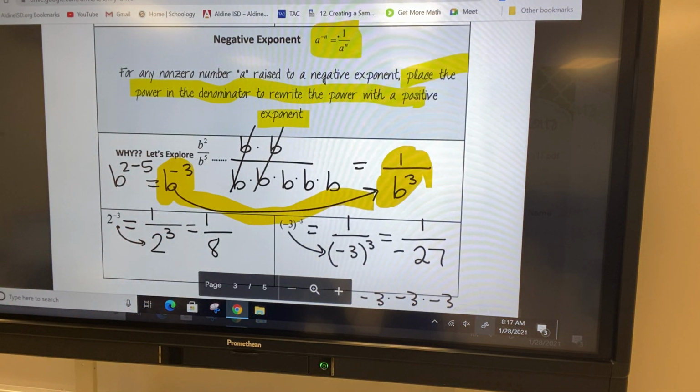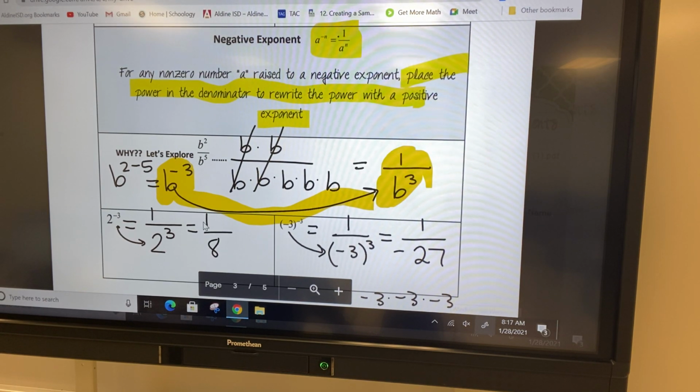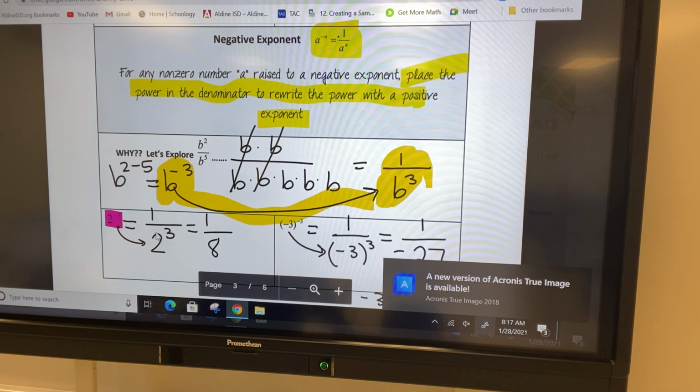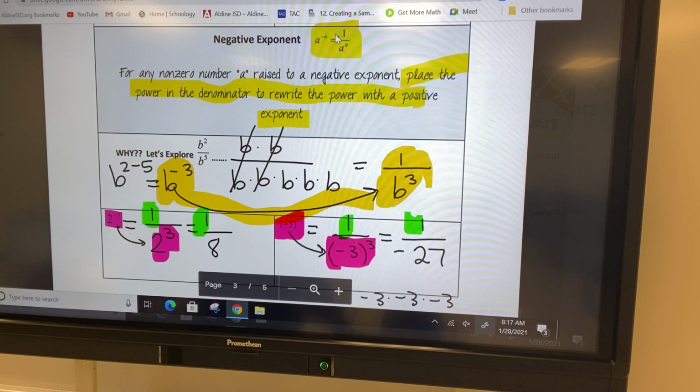But again, when we turn that into a fraction, this negative comes down to the bottom and it becomes a positive. So the idea is that we want positive exponents, so we take the ones that are negative, move them to the denominator, and they become positive. And when we do that, we have to put a 1 in the numerator to hold that space. And that's what the rule tells us here, that we put a 1 in the numerator.